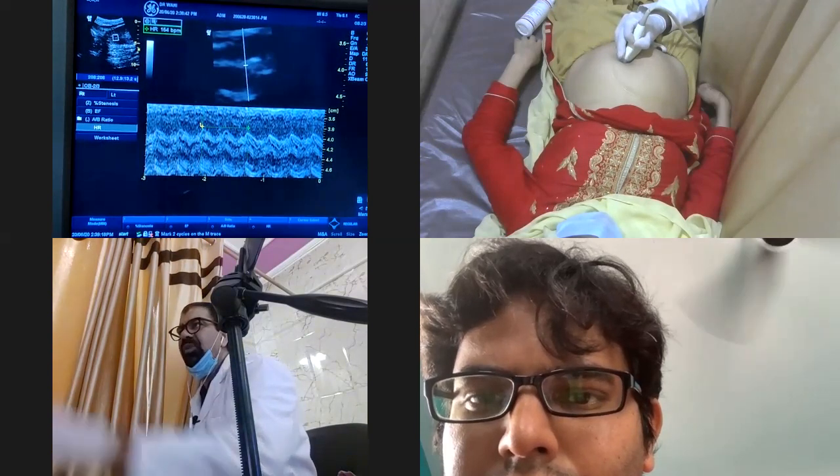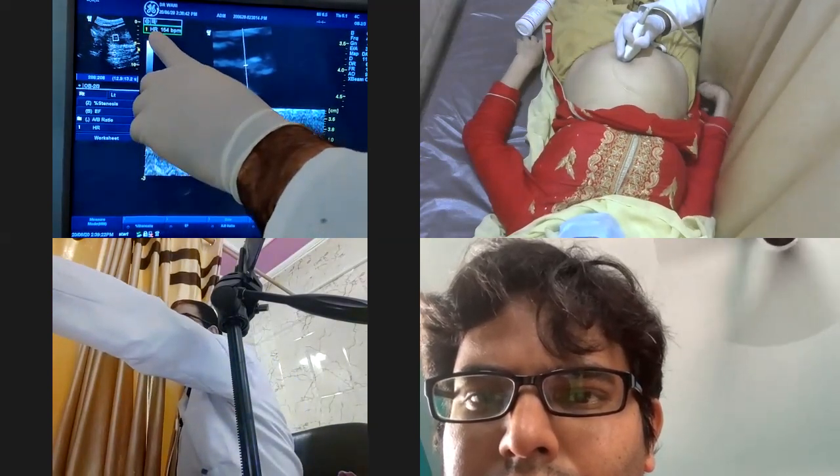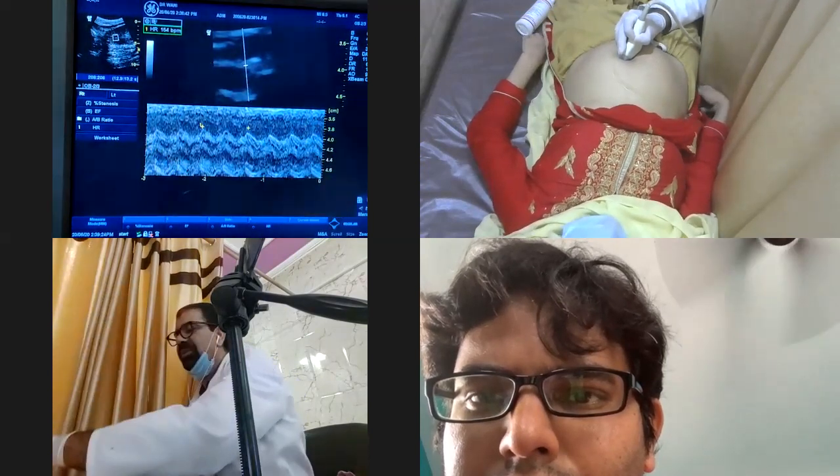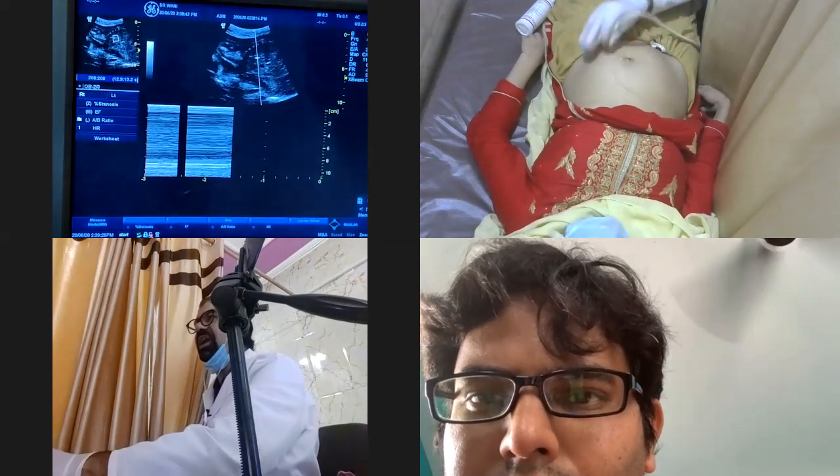Now see, this way I will set it and the machine will show me the fetal heart rate. It is 154 beats per minute in this patient. So this is how the fetal heart rate has to be taken.